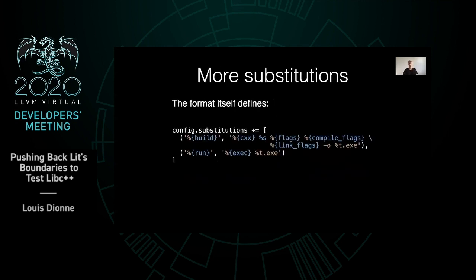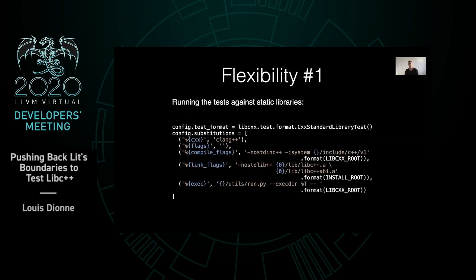The format itself also defines some sugar substitutions, like %build, which just builds an executable, and %run, which executes the just-built executable. So that can be useful if you want to run, for example, %build and then add some flags. So this gives us a lot of flexibility.